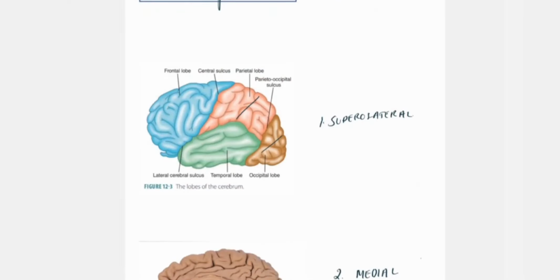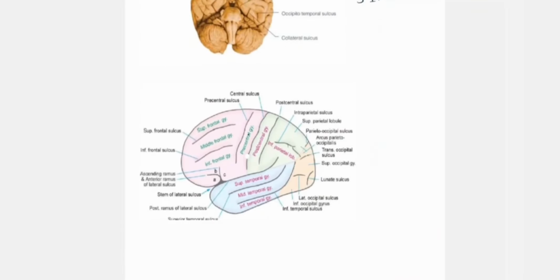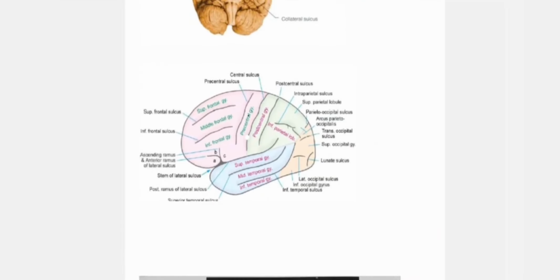On each surface, there are numerous grooves which are known as sulci, and in between these grooves there are elevations which are known as gyri. So let's discuss the sulci and gyri of each surface. First one is the supralateral surface. This is a diagrammatic representation of the sulci and gyri present in the supralateral surface.